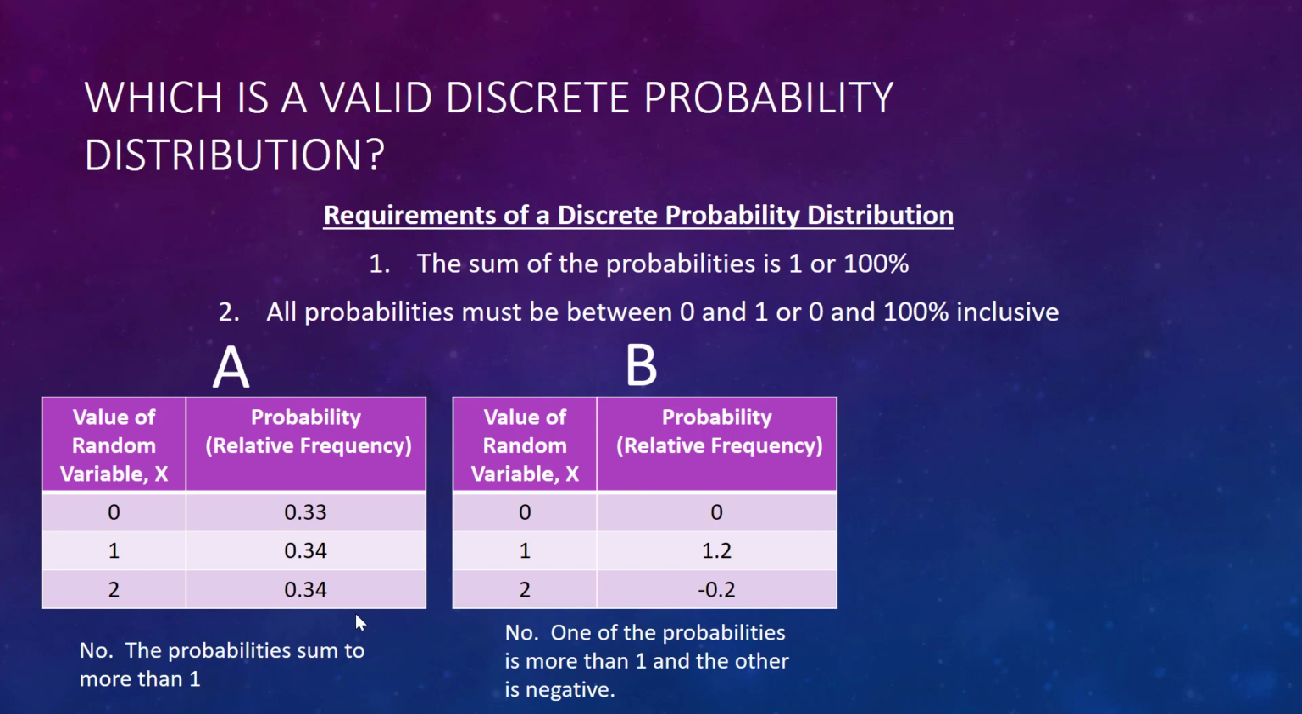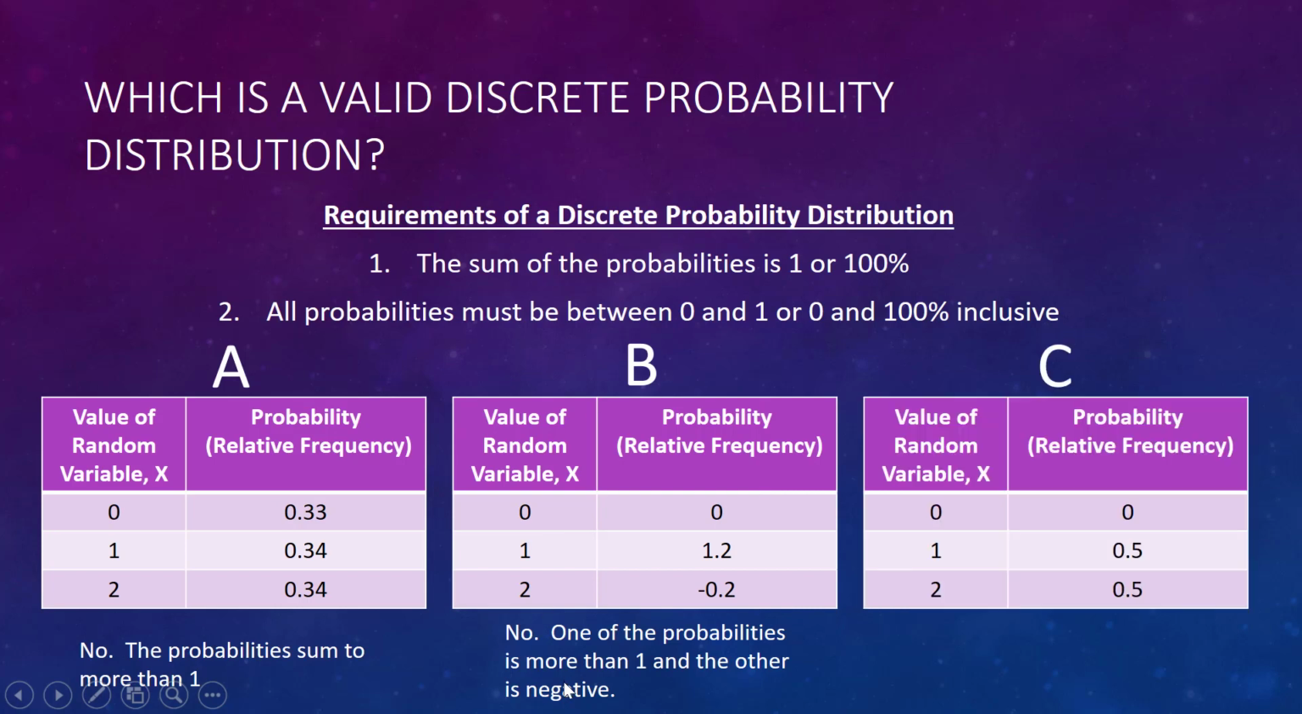The answer is no. First of all, one of these probabilities is more than 1, and one of them is less than 0. It's negative. So even though they add up to 1, because these two values do not meet the second requirement, this is not a valid probability distribution.